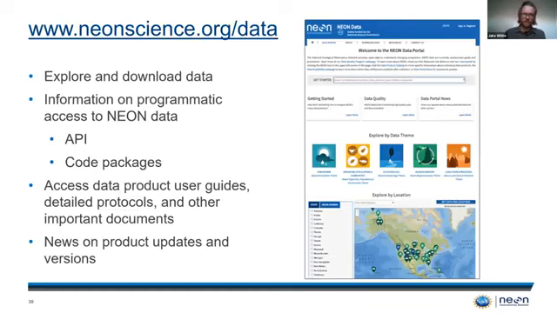I wanted to do a quick plug for neonscience.org/data, which is where you can find all this great data that Jarrett's been talking about. You can explore and download the NEON data. There are code packages and data product user guides, detailed protocols of all of our protocols, and news on product updates and data releases. So neonscience.org/data and neonscience.org is where you can find all this good stuff.